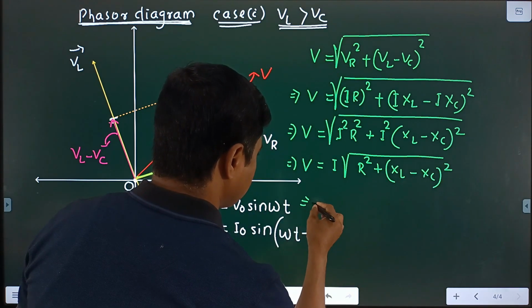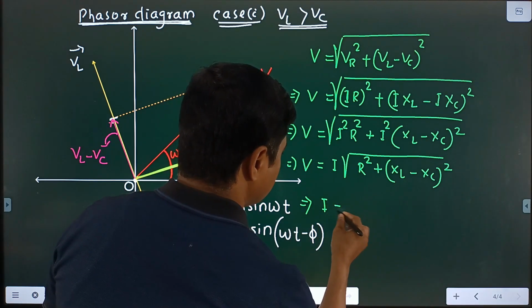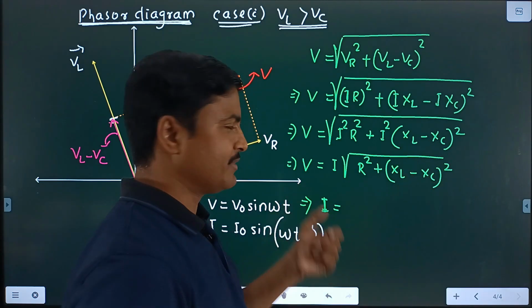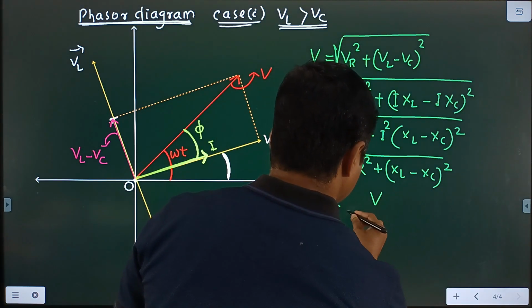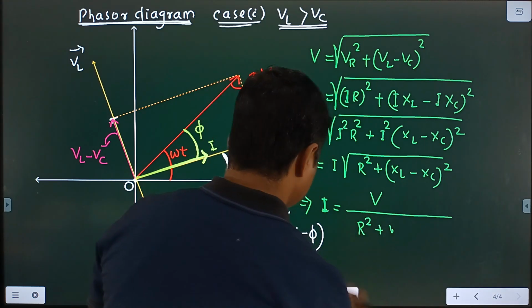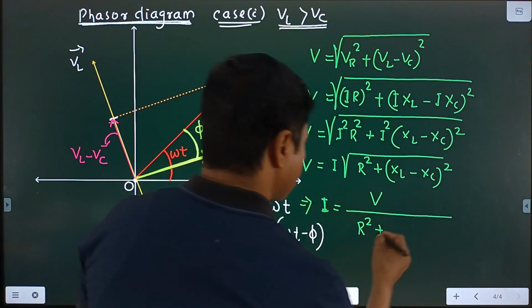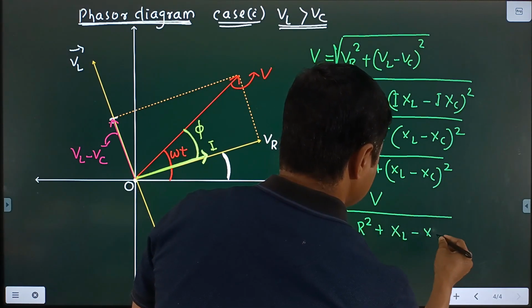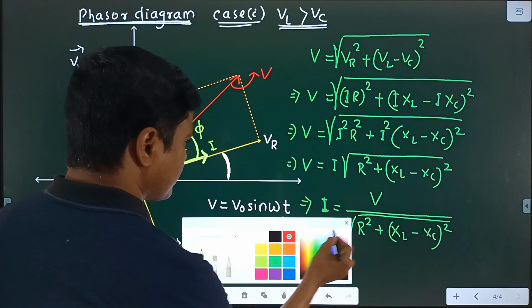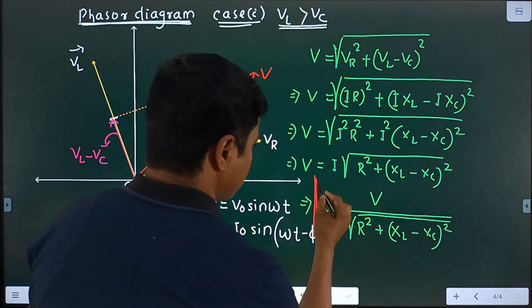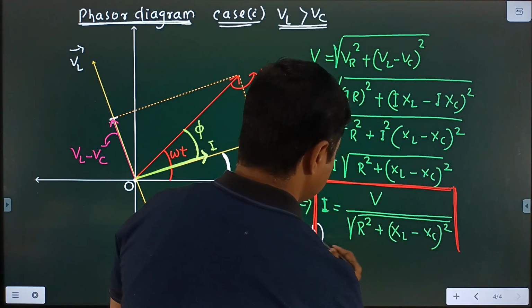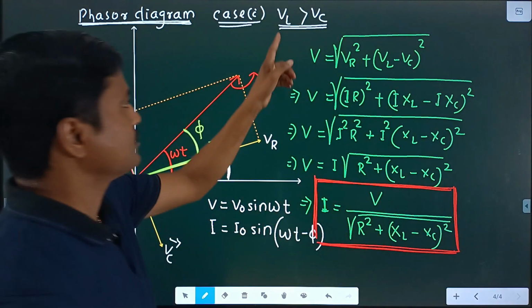From this expression we write the expression of current I. We take the square root of R square plus XL minus XC whole square to the left hand side, so that I is equal to V divided by the square root of R square plus XL minus XC whole square. This is the expression of the current.